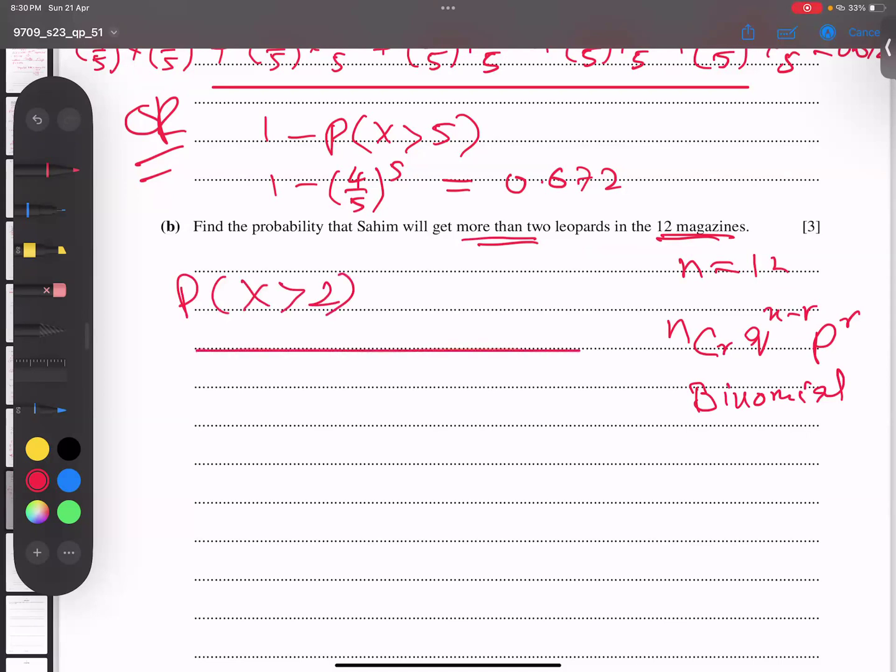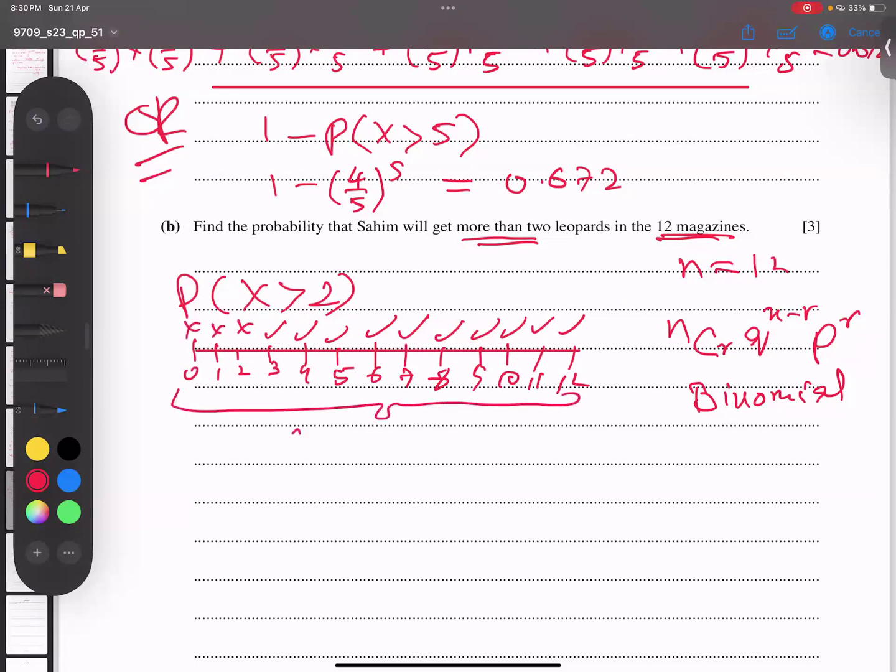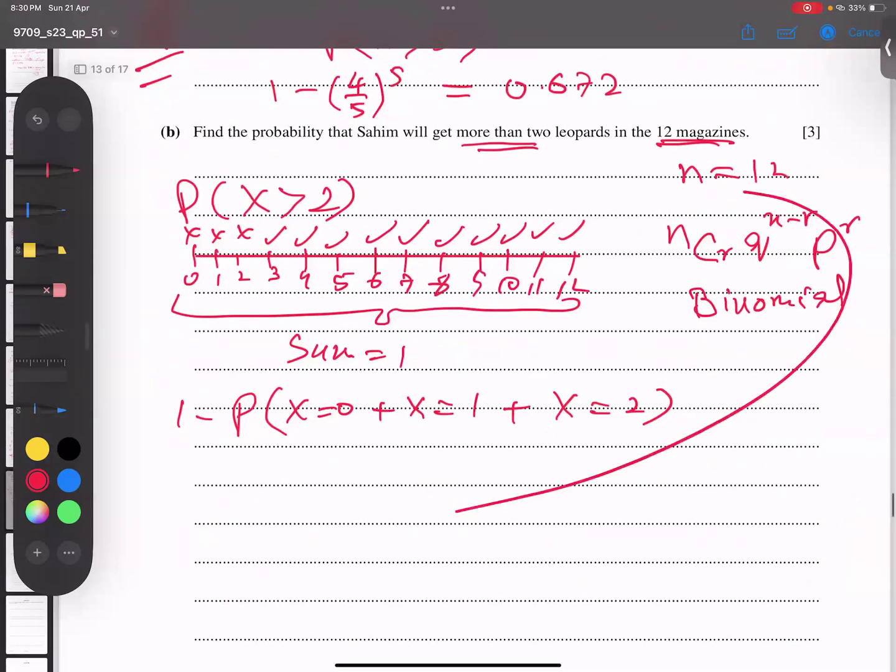But how to get it, so many options? So 0, 1, 2, 3, 4, 5, 6, 7, 8, 9, 10, 11, 12. And he said more than 2 till 12. More than 2 means I need all these numbers. But I don't need 3, 2, 2, 0, and 1. So why I waste my time to get all? Because sum of the all is what? 1. So I will find which I don't need and subtract from 1. That's it. So probability if x is equal to 0 plus if x equal to 1 plus if x is equal to 2. And let's apply this binomial formula.